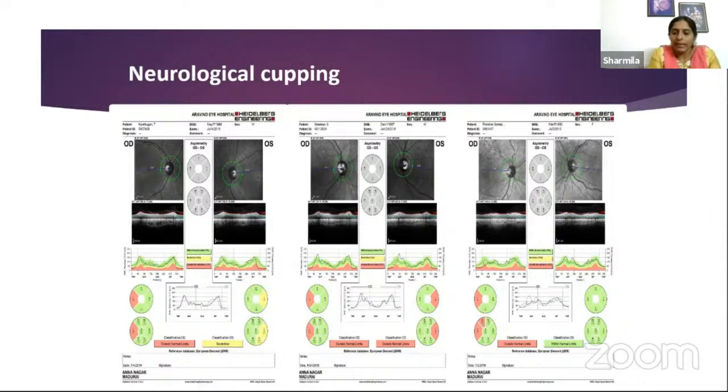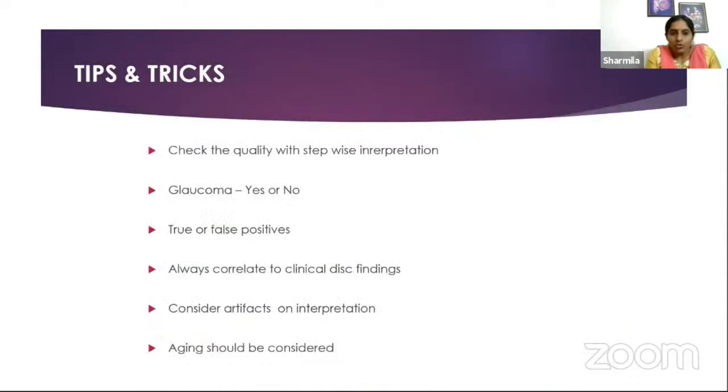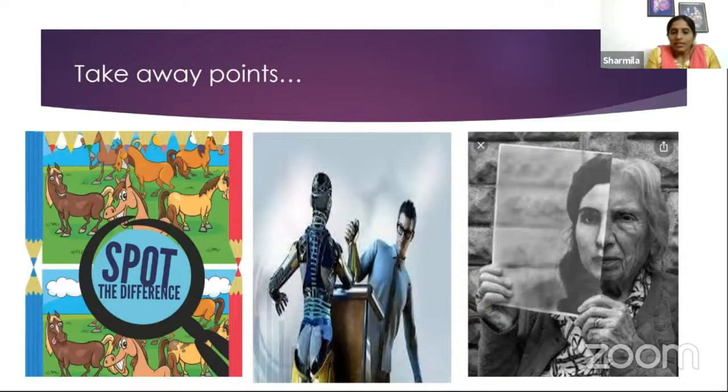That's what I wanted to say here. So the tips and tricks to interpret OCT is always you check the quality of the scan, identify whether it is a glaucomatous patient or not glaucomatous, differentiate true or false positives, always correlate it with the clinical finding, consider artifacts on interpretation, and also you should consider the normal aging loss which can happen. So I would say that we could never interpret OCT alone in isolation. You have to go hand in hand with the clinical evaluation, differentiate normal from abnormal, and also understand that there may be a true positive or a false positive.